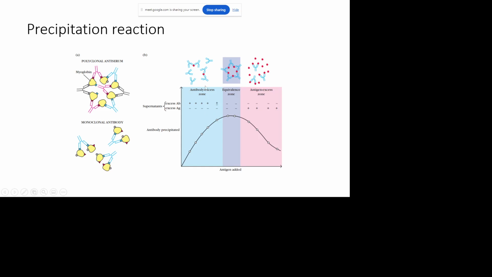And if you centrifuge this antibody excess zone, then in the supernatant you will have the unbound antibody. In the equivalence zone you will not get any antigen or antibody in the supernatant, because there is no free antigen or antibody, and in the antigen excess zone you will get free antigen in the supernatant. So that's all we discussed till now.